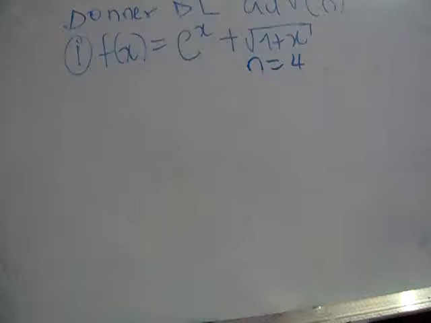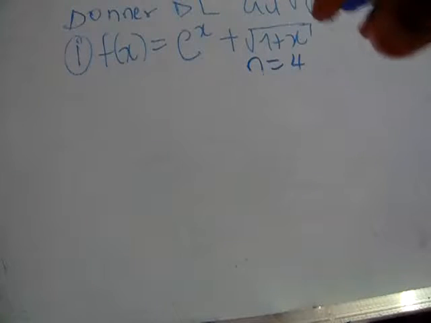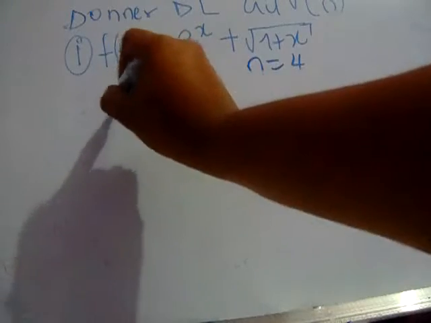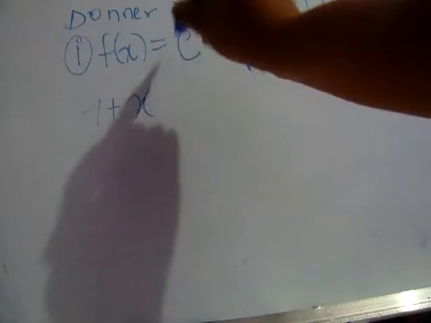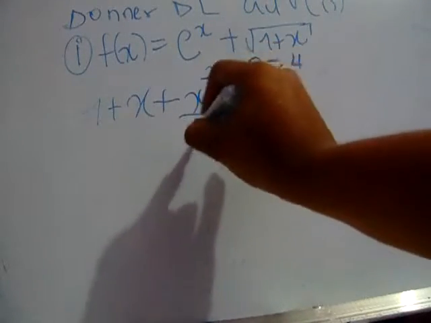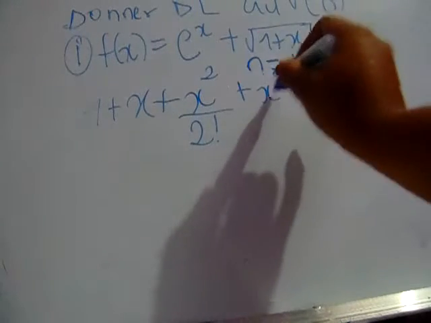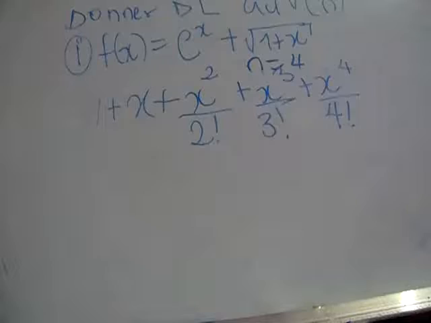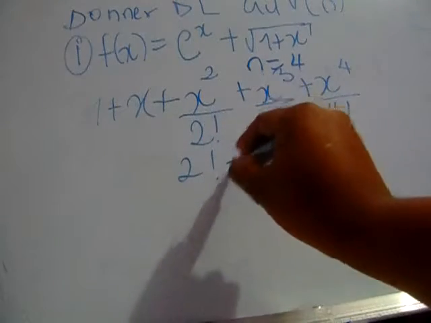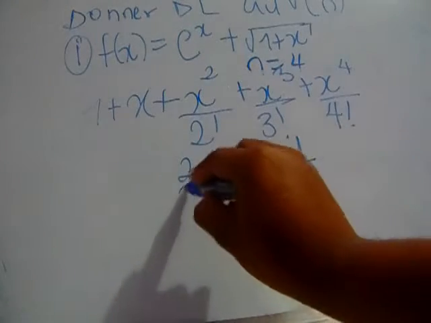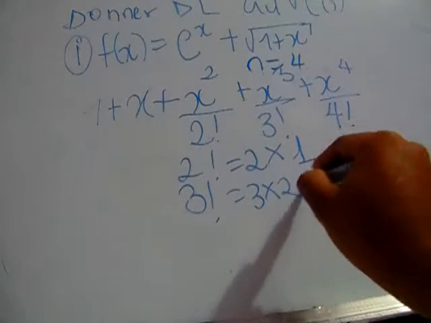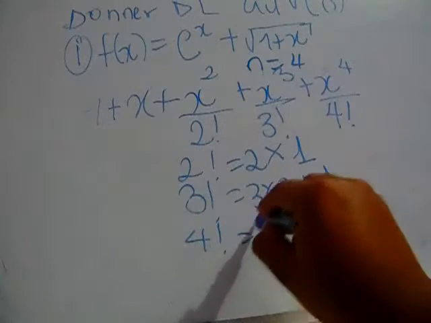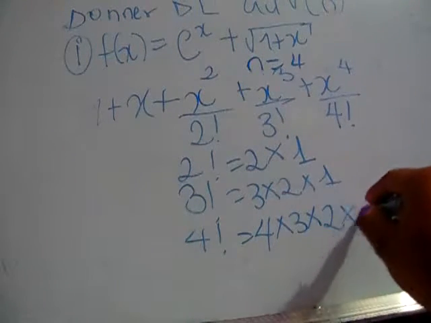So that means since we are adding the two functions that are already DL'd together, we are going to have 1 plus x, because we are looking at the DL of exponential x, plus x raised to the power of 2 over 2 factorial, plus x raised to the power of 3 over 3 factorial, plus x raised to the power of 4 over 4 factorial. And we said that when dealing with factorials, factorial of 2 is just 2 times 1. Factorial of 3 is 3 times 2 times 1. And the factorial of 4 is 4 times 3 times 2 times 1.